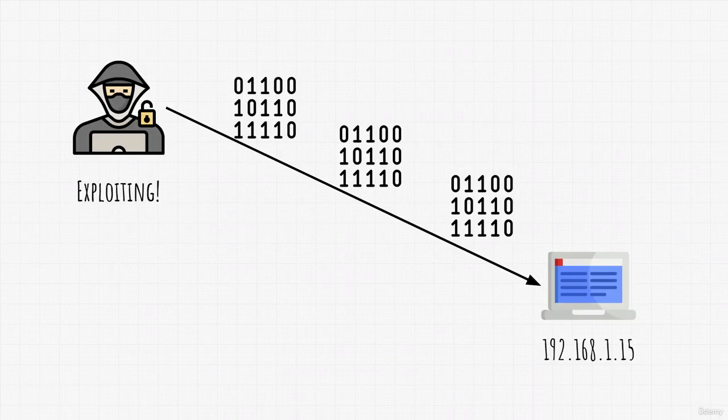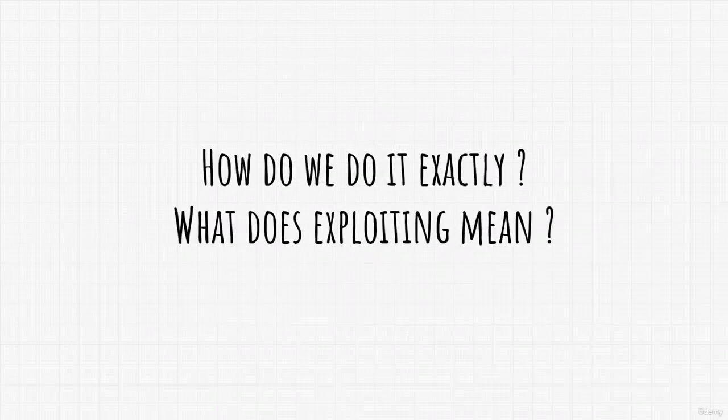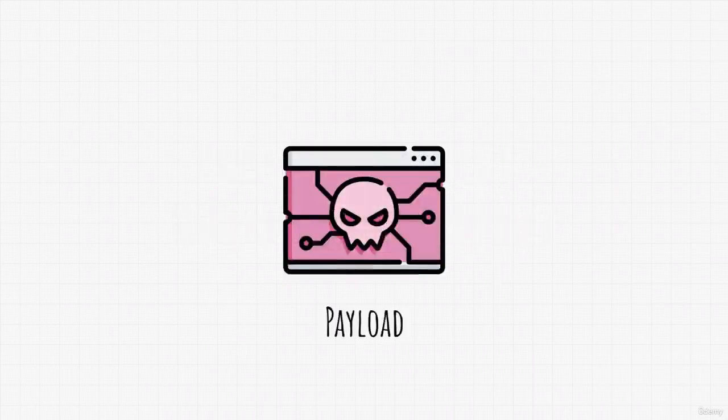But wait a second. What do I mean we would exploit the target? How do we do it exactly? And what does exploit target even mean? Well, exploiting the target, in other words, is using the vulnerability that we discovered to send something called a payload. A payload is a program that we deliver to the target after the exploit.